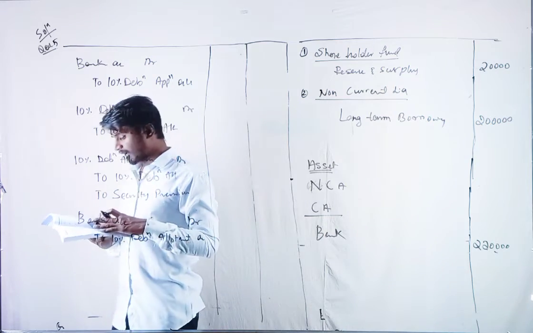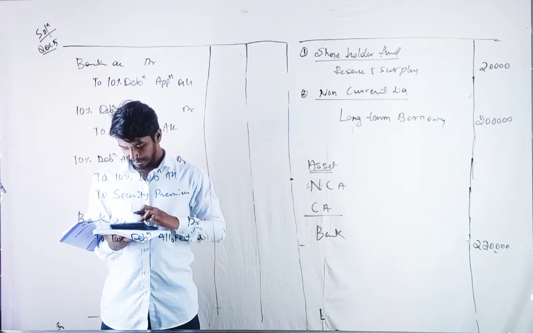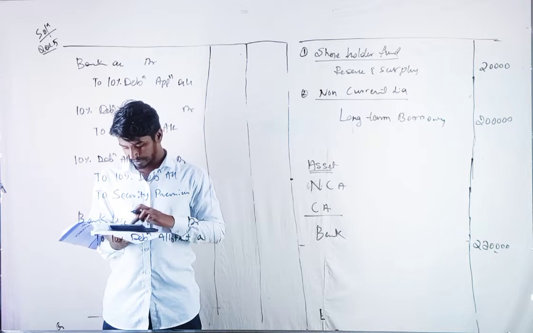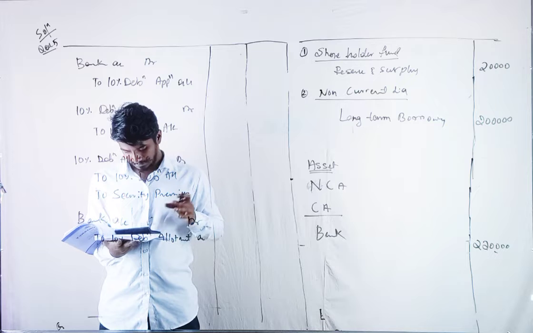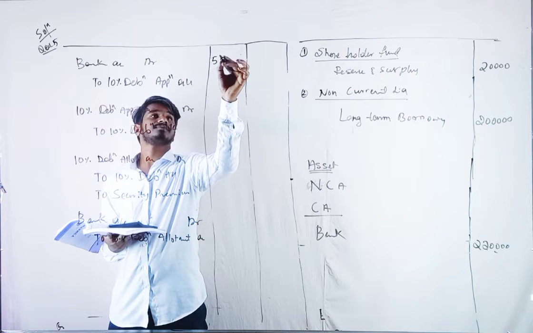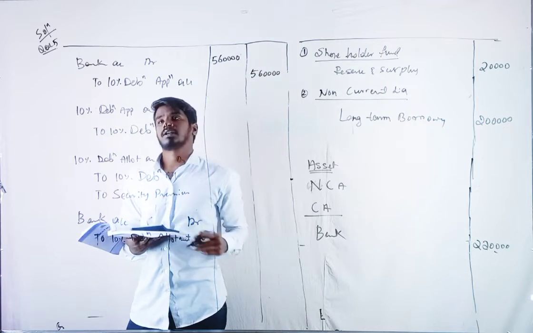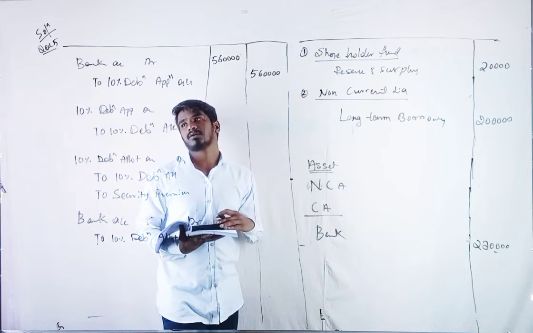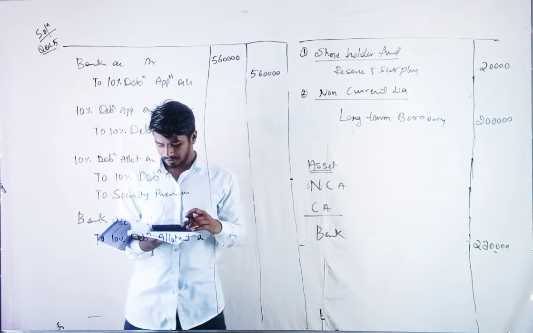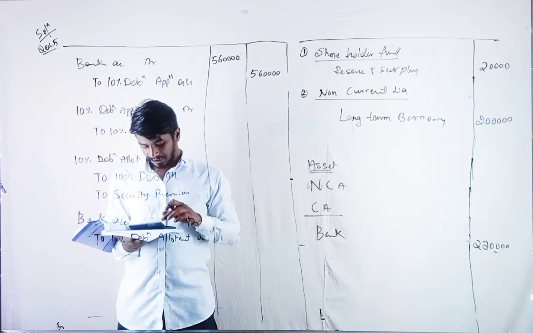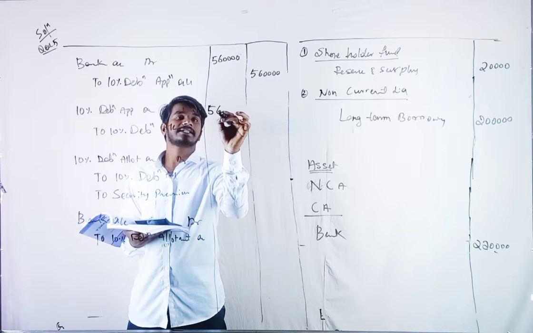The first entry will be the same: bank account debit to 12% debentures application. How much? Sorry, 14,000 debentures we have received applications for, into application money, 5,60,000. Is that right? Next we will transfer it to debenture application account. How much will we transfer? The same 5,60,000.